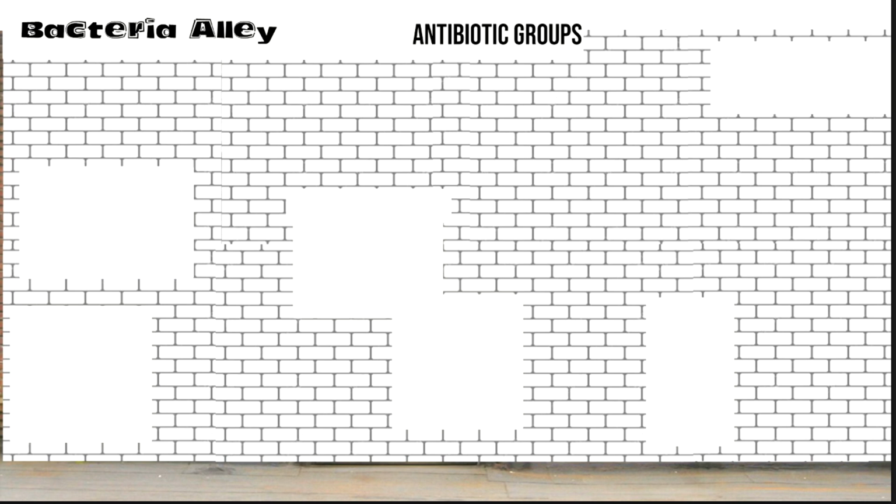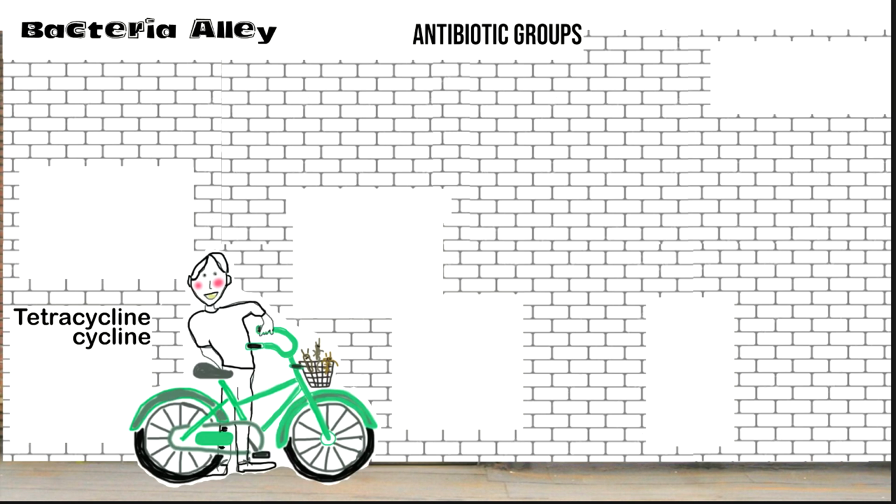First we're going to start with tetracycline. As you know, the ending cycline is pretty common in the antibiotic groups, and usually the mnemonics I've seen go with a bicycle. So let's put that bicycle up here. I put this guy in the alley, and his basket's full of bugs, ticks, and mites. And his cheeks are a little red because of rosacea.